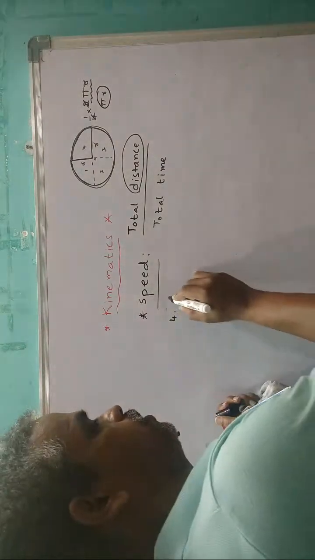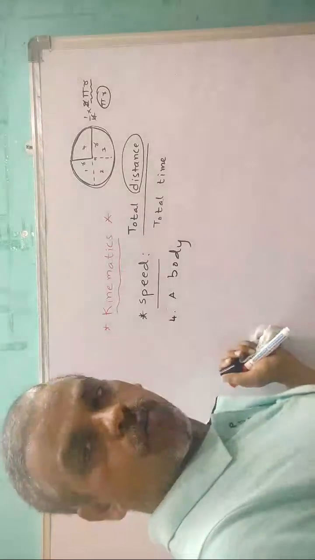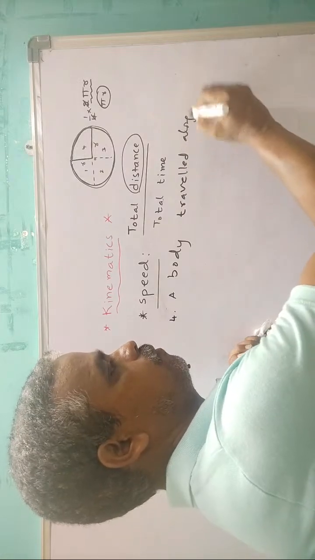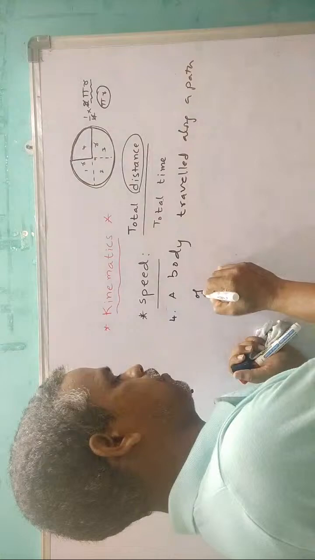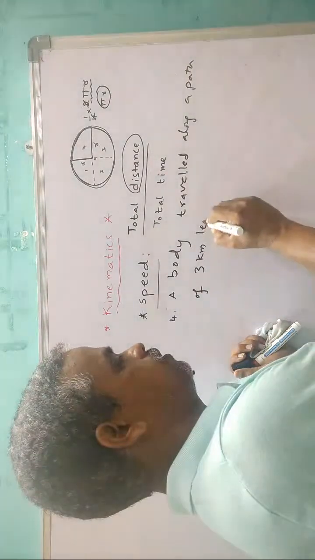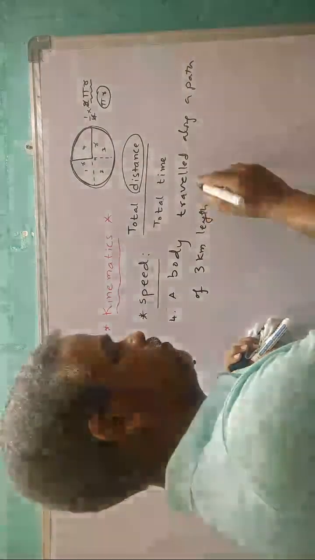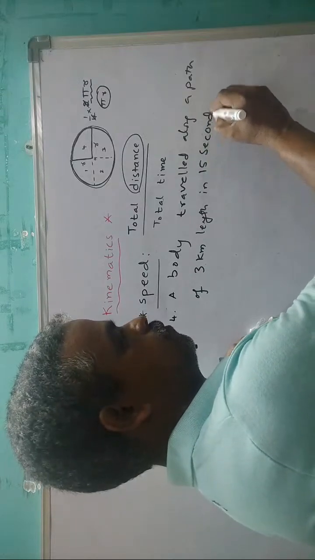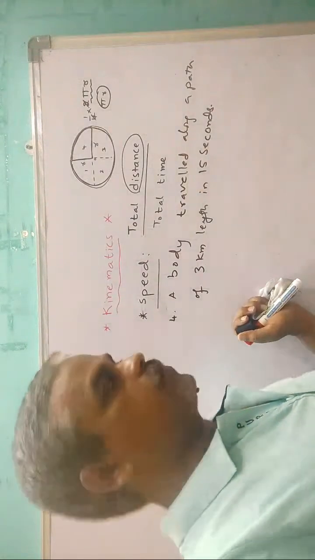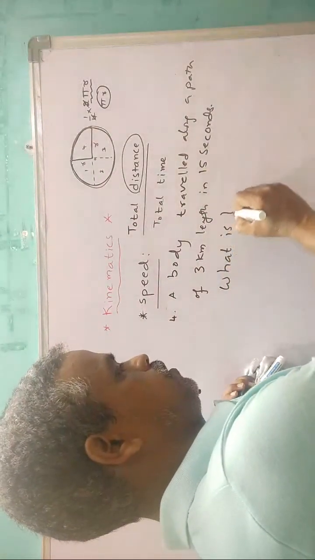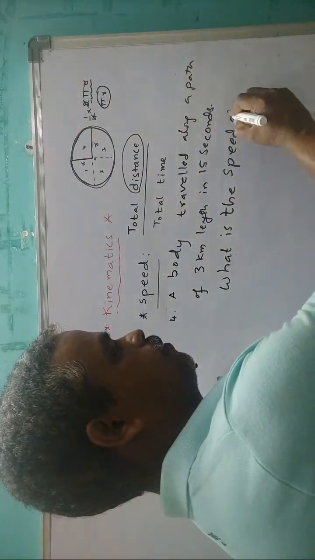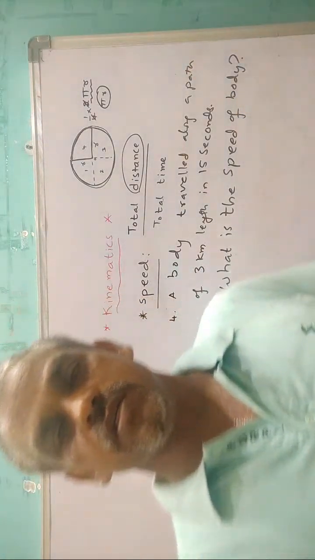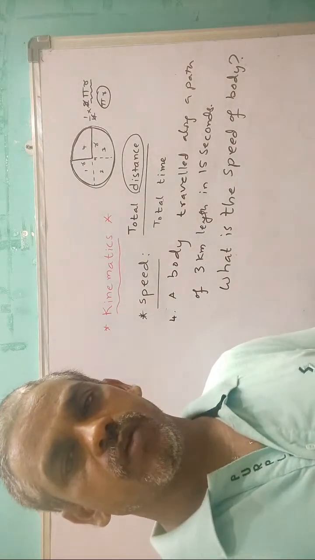Third or fourth question: a body traveled along a path of 3 kilometer length in 15 seconds. In 15 seconds, what is the speed of the body? Who will do first? Come on, do it. This is a very simple question I gave to you. Come on, start.